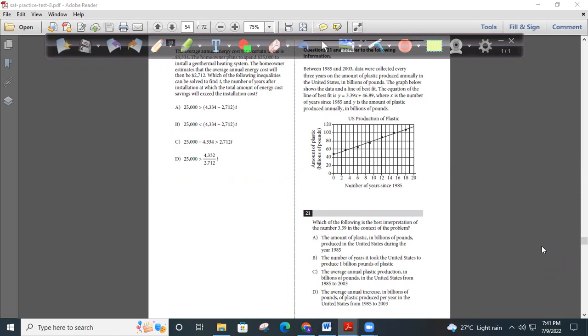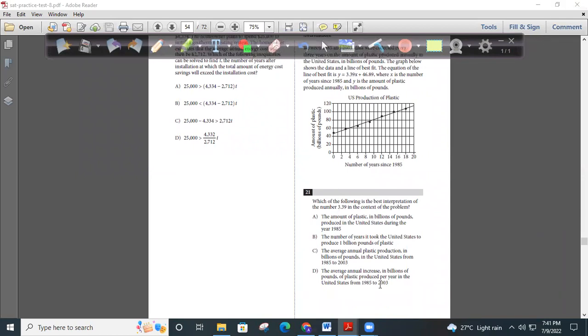You know, 3.39 stands for the slope. What is the meaning of the slope? Venkat has been shouting: change in y. Y here is the amount of plastic in billions of pounds, and x is the number of years. Each year, around 3.39 billion pounds more plastic is produced in the US. The increase in the amount of plastic produced in the US every year is 3.39 billion pounds. So simple. Now let me see the options and see what should be the correct answer.